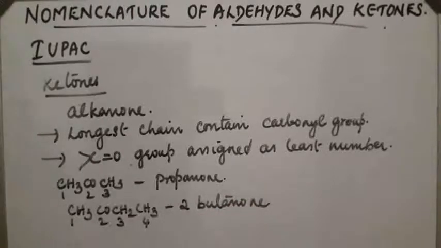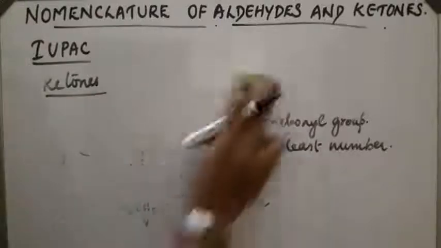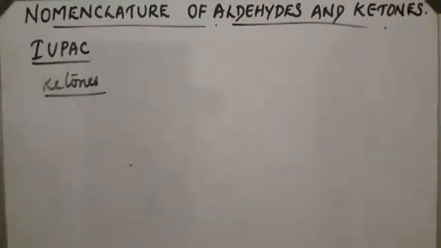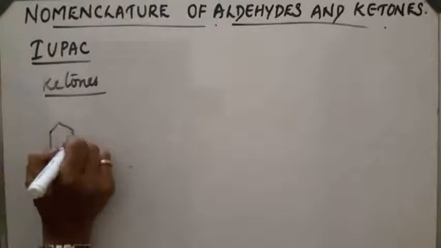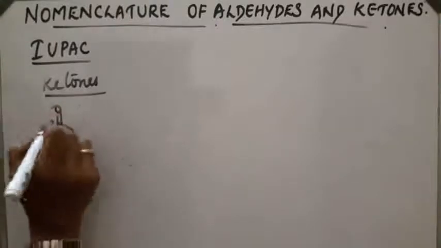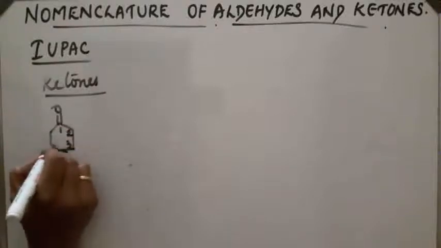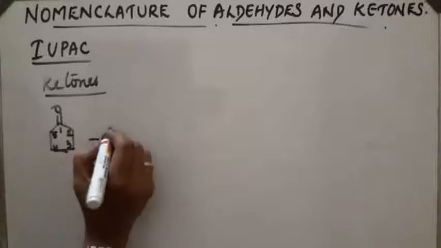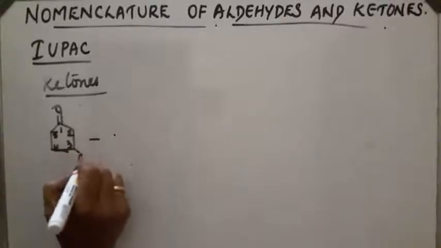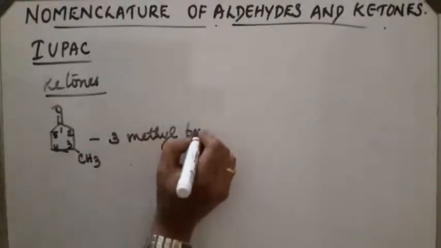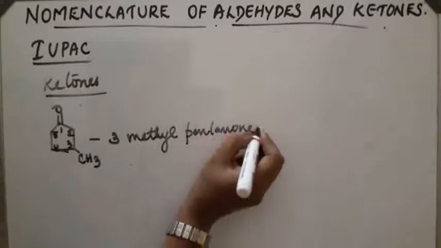Next, in the case of cyclic ketones, what will happen? In a cyclic ketone, the carbonyl carbon is numbered 1. Take one example. Here we start from the carbonyl carbon, given the number 1, 2, 3, 4, 5. Here one CH3 group is present, so the compound will be 3-methylpentanone.